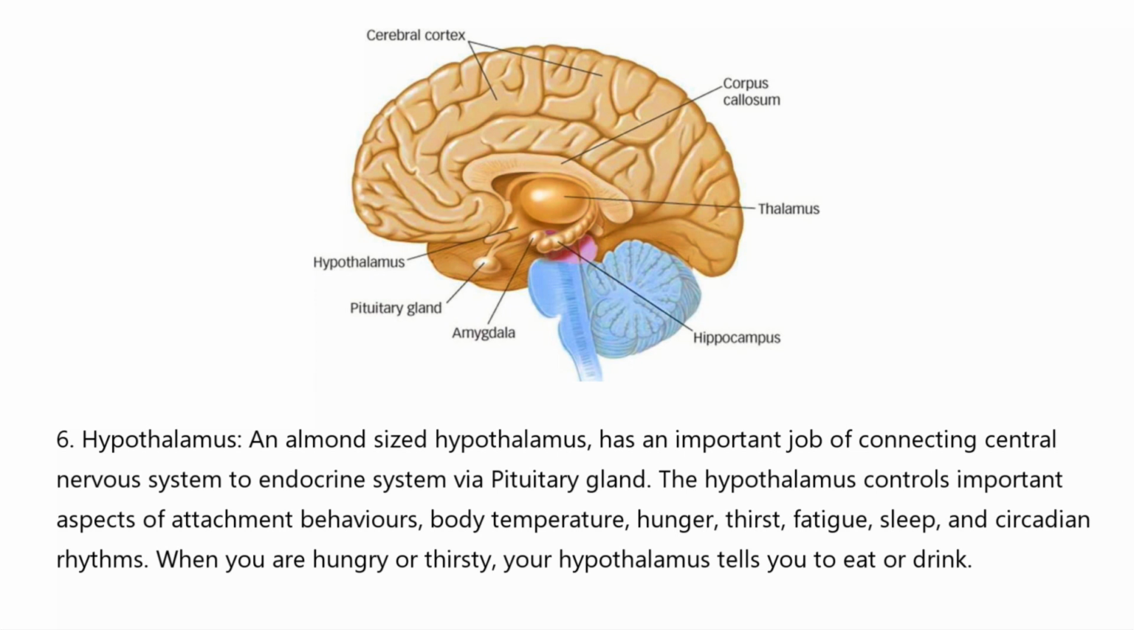Hypothalamus. An almond-sized hypothalamus has an important job of connecting central nervous system to endocrine system via pituitary gland. The hypothalamus controls important aspects of attachment behaviors, body temperature, hunger, thirst, fatigue, sleep, and circadian rhythms. When you are hungry or thirsty, your hypothalamus tells you to eat or drink.